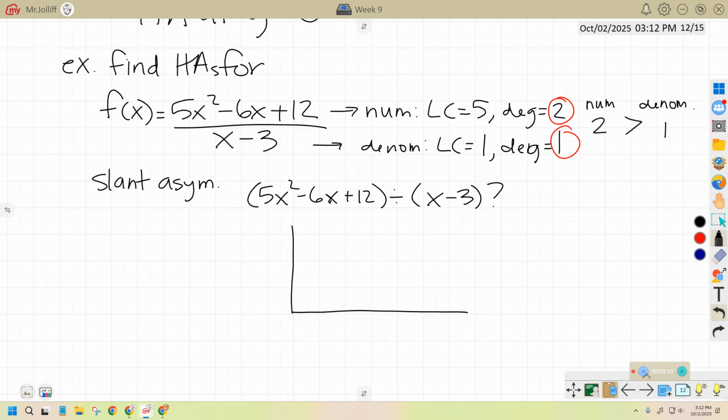The divisor goes out in front. We change the sign. That becomes positive 3. I write the coefficients of the numerator on the inside: 5, minus 6, 12. The last term is going to give me a remainder. I do not care about the remainder. I want the quotient. This here is going to be my slant asymptote.